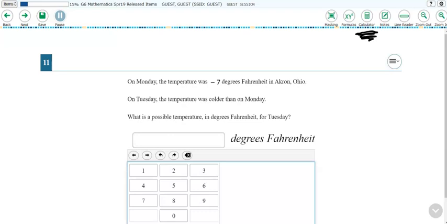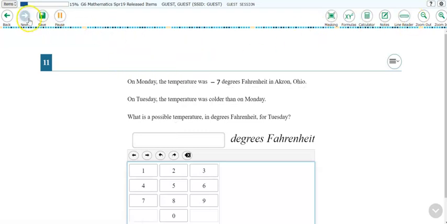On Monday, the temperature was negative 7 degrees Fahrenheit in Akron. On Tuesday, the temperature was colder. Oh, wow. Okay, so it was less than -7, which means it's going to be -8, -9, -10. So it's because it was colder, right? So what is the possible temperature? Well, at that point, you would just type in anything that's to the left of -7 on the number line. So it could be -8, -9, -10, any number, you would just type it in here and then hit next.